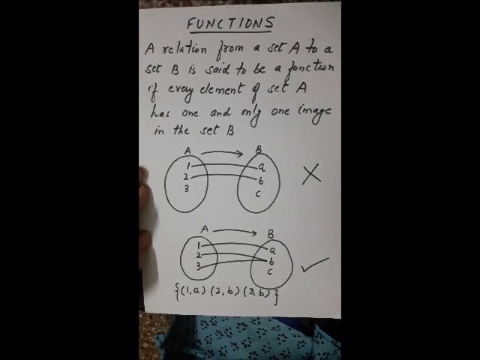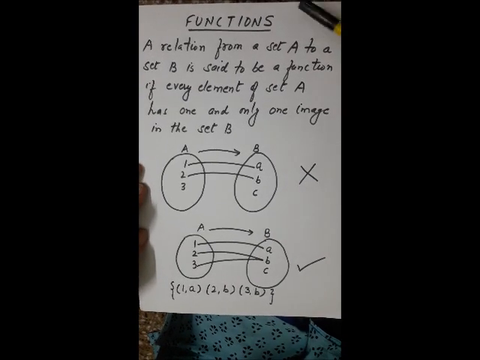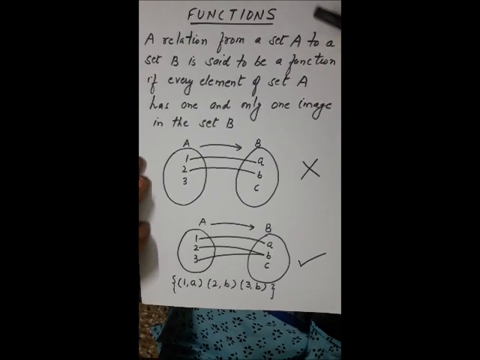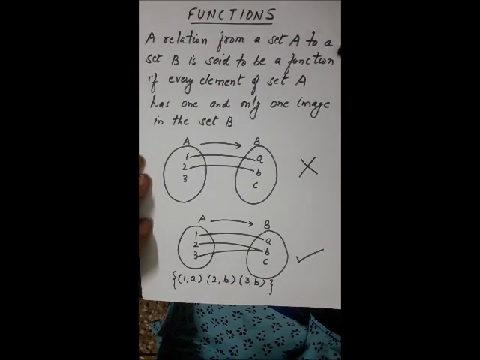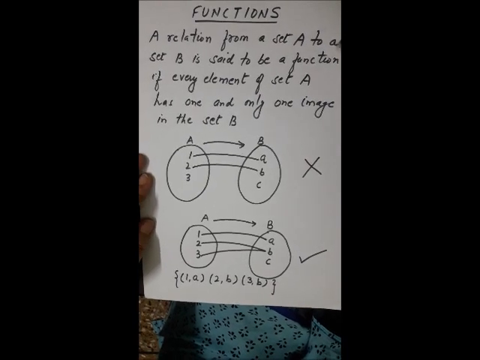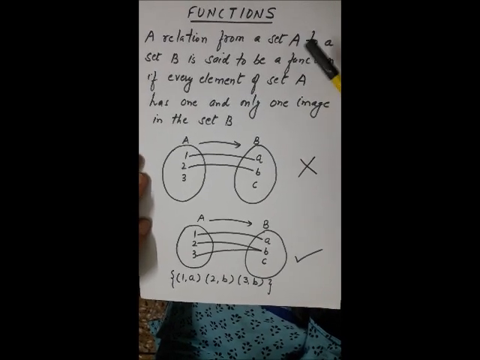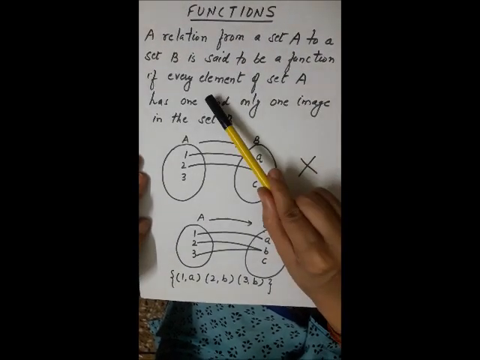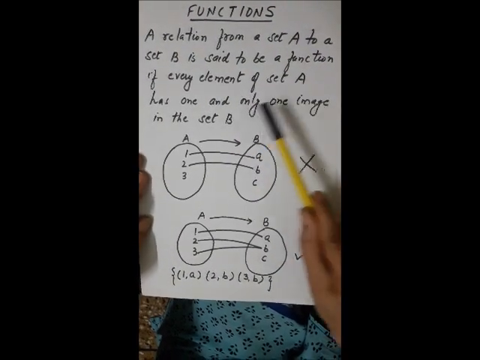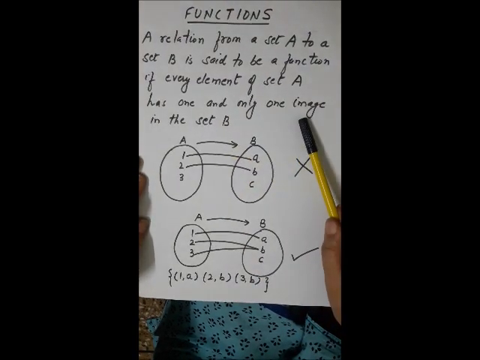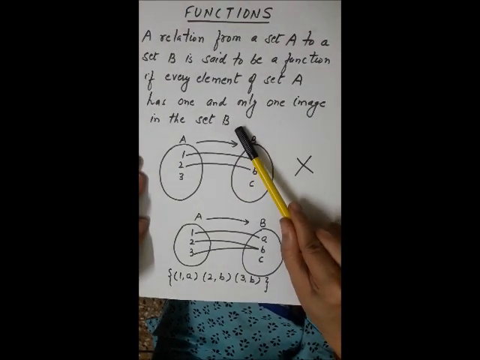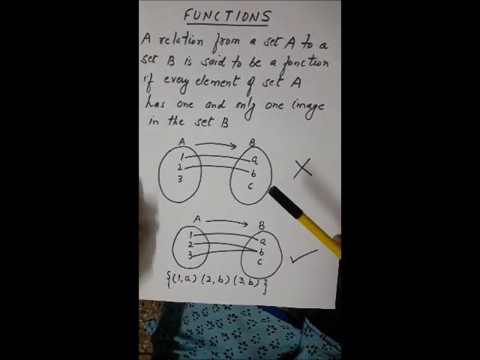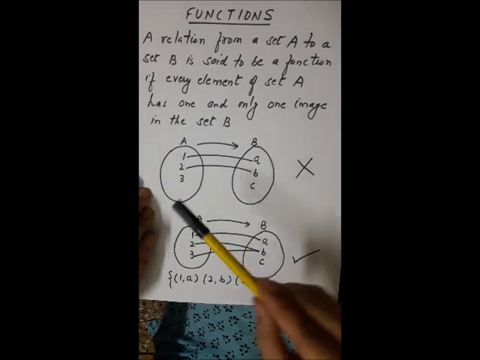Hello everyone. Today we will understand the meaning of the word function in the chapter relation and function. As you can see, a definition I have written: a relation from the set A to the set B will be a function if every element of A has one and only one image in the set B. Let's try to understand its meaning through the Venn diagram which I have made here.